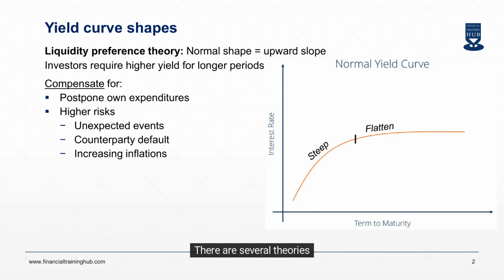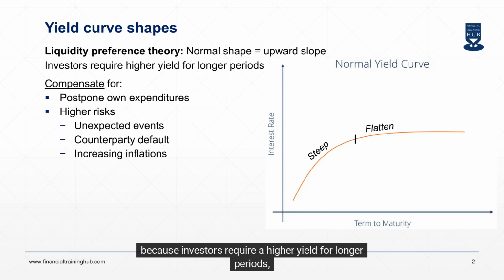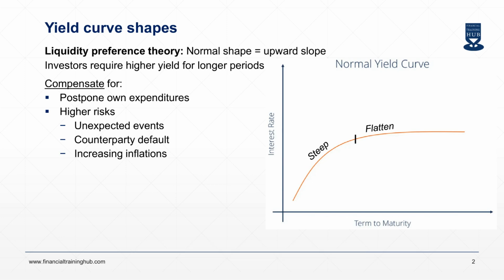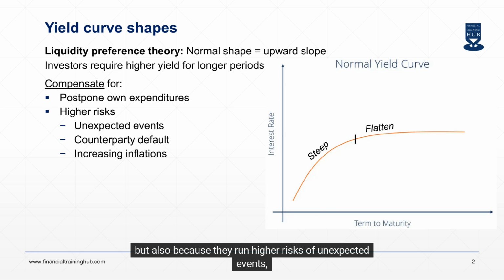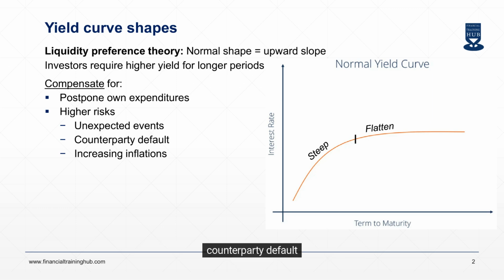There are several theories that explain the yield curve shape and changes. For example, the liquidity preference theory explains that under normal market conditions, a yield curve shows an upward slope because investors require a higher yield for longer periods, as compensation of postponing their own expenditures, but also because they run higher risks of unexpected events, counterparty default, and potential increased inflation.